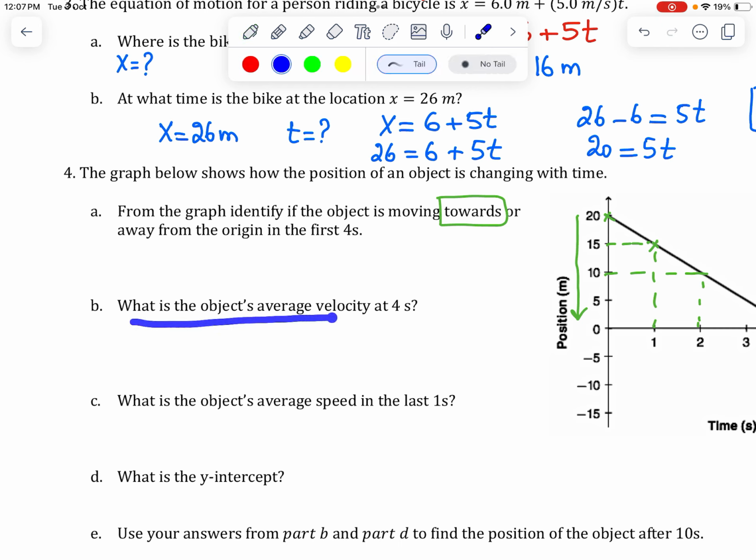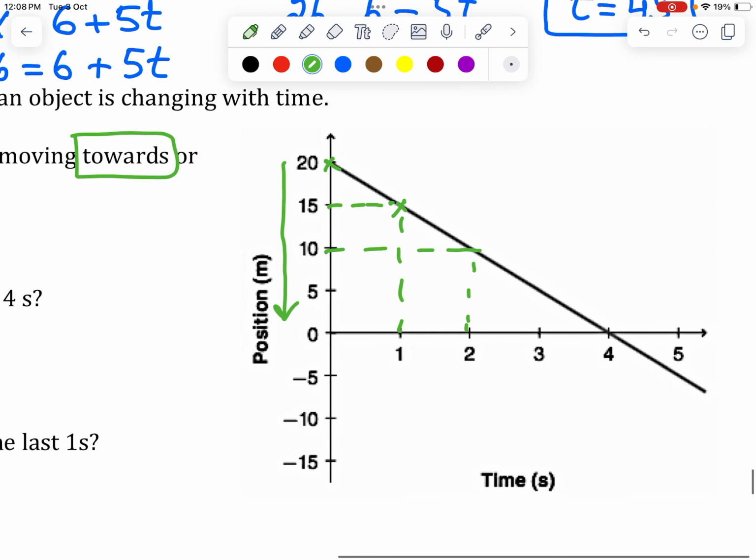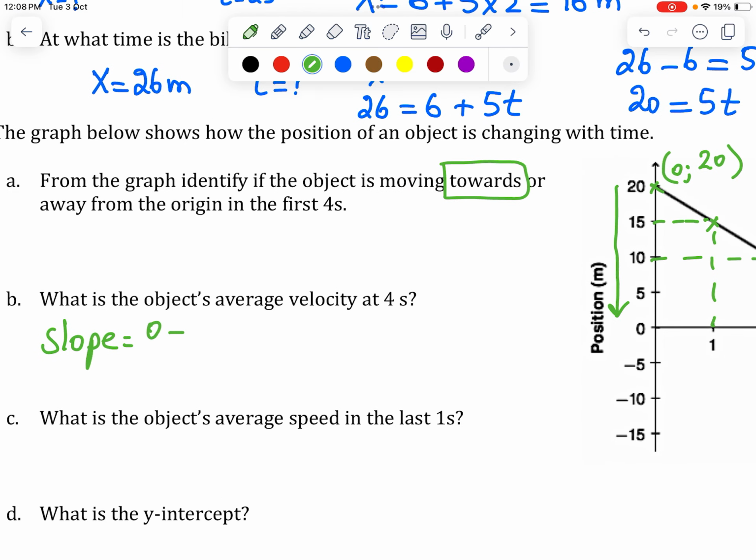Next, what is the object's average velocity at 4 seconds? At 4 seconds, this means I need the instantaneous velocity. Here the instantaneous and the average are the same because we have the same slope. So basically I will find the slope choosing 2 points. I will choose this one for 0 and 0 with 20. The slope is 0 minus 20 over 4 minus 0, which is negative 5 meters per second.